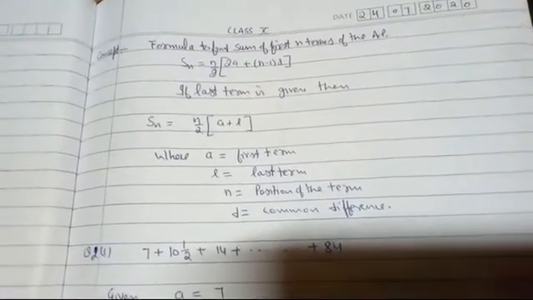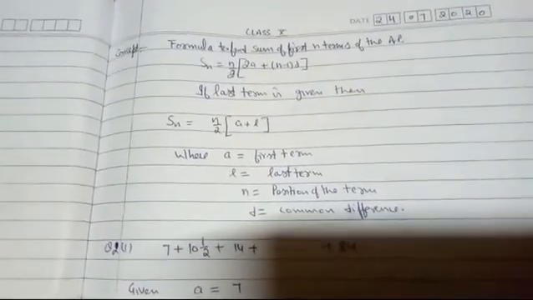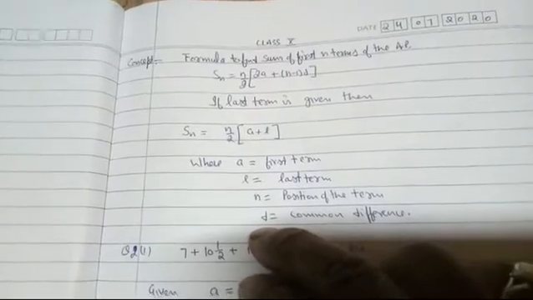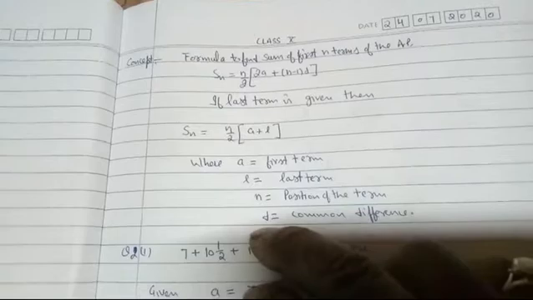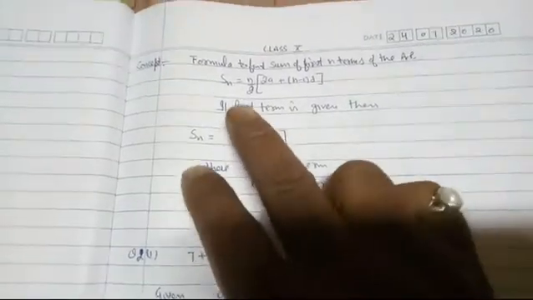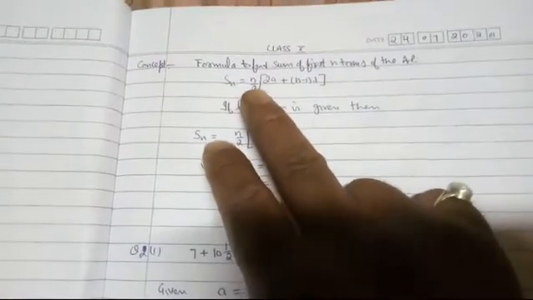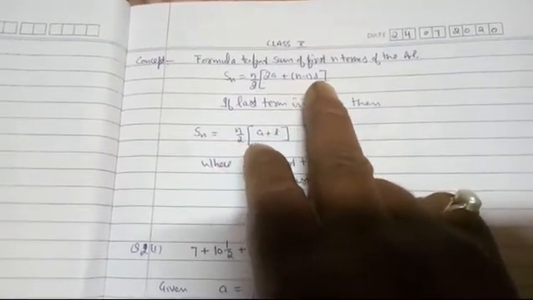As we know, we are studying the chapter arithmetic progression. In the last class we studied how to find the sum of the first n terms of a given AP. The formula is Sn is equal to n upon 2 into (2a plus (n minus 1) into d).